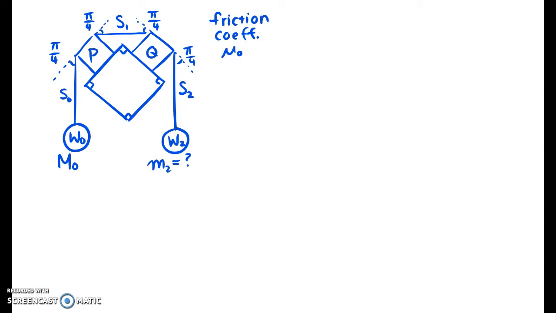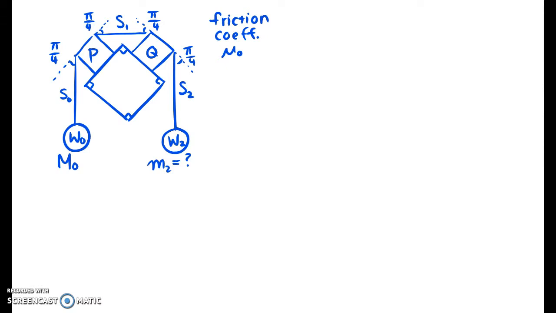But since there is friction in this case, we start off with putting W0 onto this system. So it has a weight of M0 times G. Once we have W0, then the system is going to want to have W0 fall downwards. So the whole system will sort of move counterclockwise. But in order to prevent that, we have the help of friction, and we also need a certain amount of mass, namely M2. And our goal today is to figure out how much M2 we need.